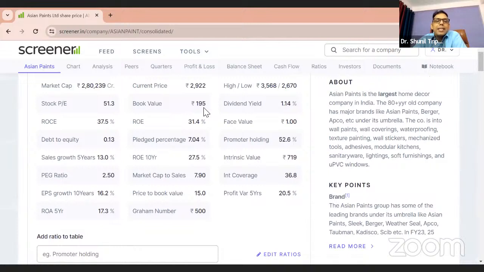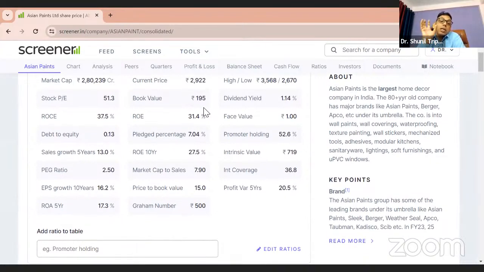Next thing, ROC. Profit divided by capital employed is ROC. Simple, basic concept. I'm again telling you, some of you must have studied in book 3 of accounting that there are some adjustments in profit to be added. Please do not go into that. You should know this ROC is 37%. That means this company is earning approx 37% every year on its investment.